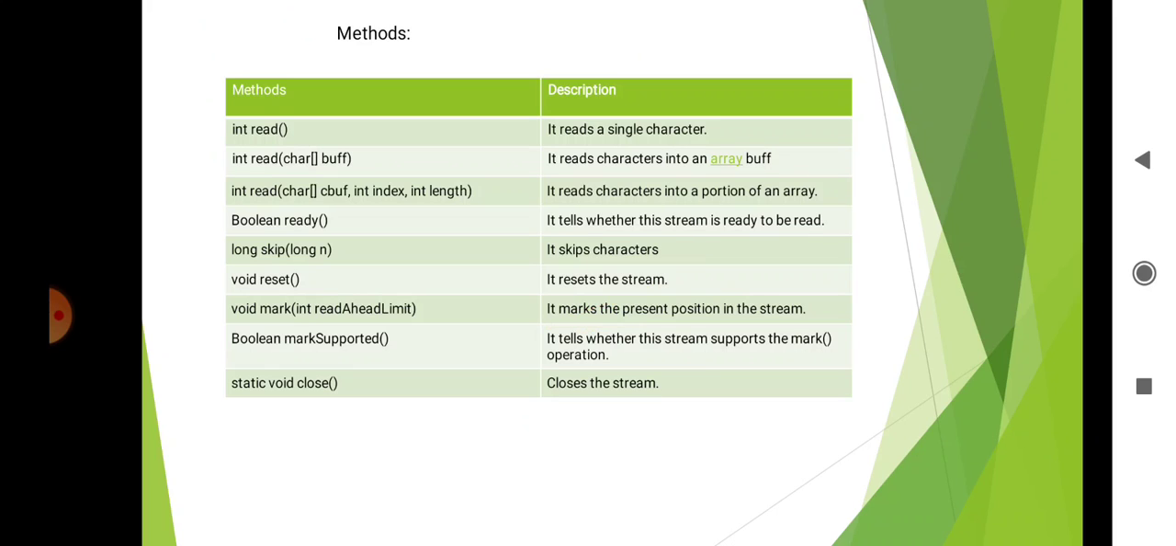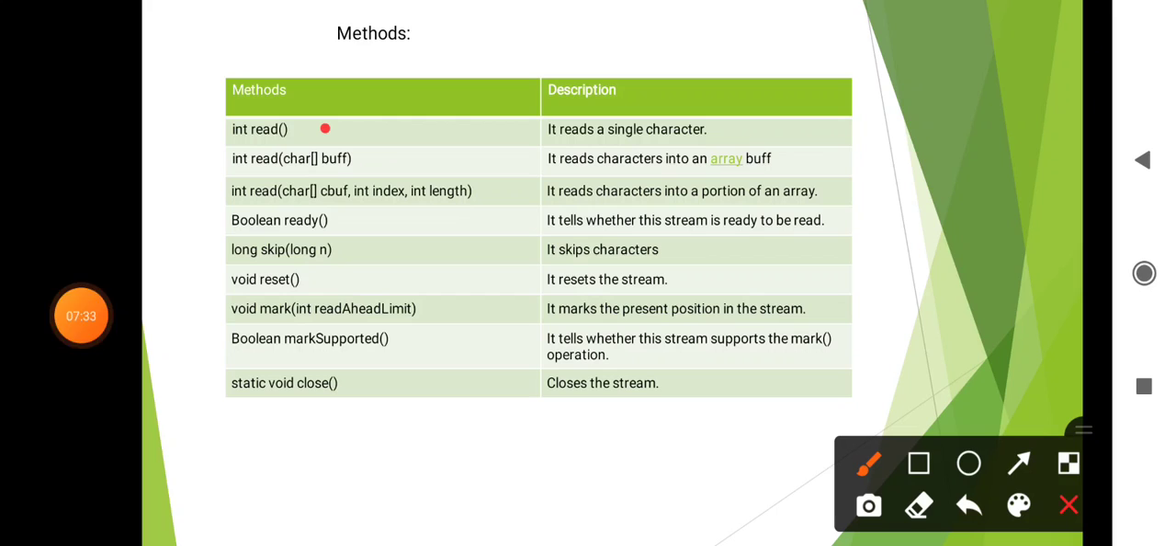Then methods. First method is read, which is used to read a single character. Then read(char[] cbuf), it reads characters into an array buffer. Then int read(char[] cbuf, int index, int length), it reads characters into a portion of an array. Then boolean ready, it tells whether the stream is ready to be read. Then long skip, it skips characters.